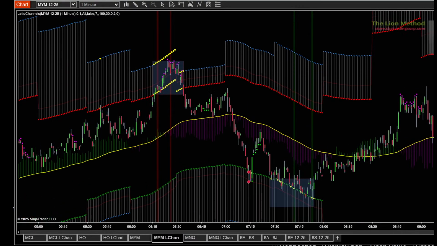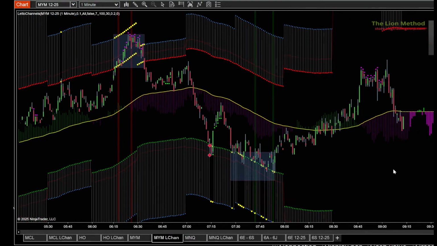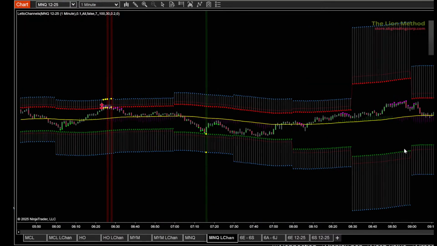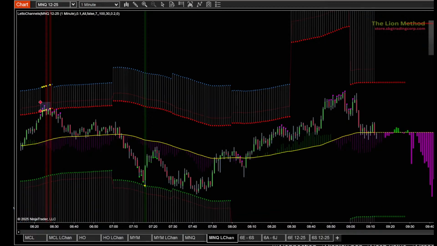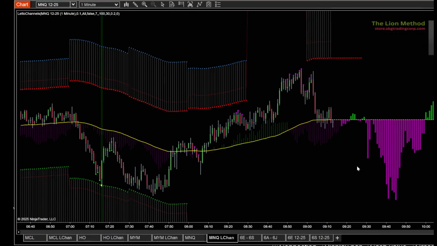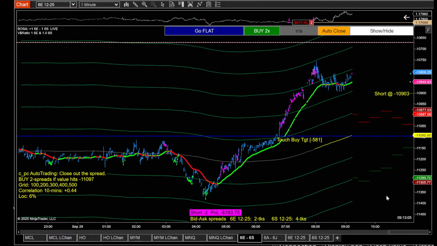Here is that same indicator on the MYM, I should say. And here we are on the MNQ. Yeah, there's another good trade right here. All right. So the spread is holding out against me, and that's fine.